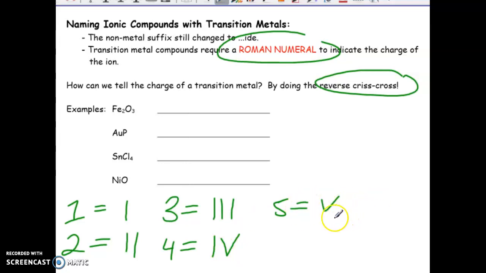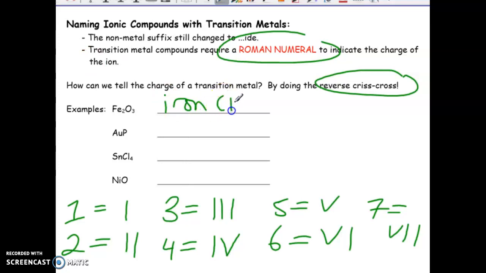I don't believe you'll need to know more than 5, but if you do, 6 is a 1 line after the 5, and 7 is 2 lines after the 5. Okay, so here we have iron, and there is a 3 that has crossed down. So this is iron 3 oxide. The rule with the non-metal changing to -ide at the end is still correct.